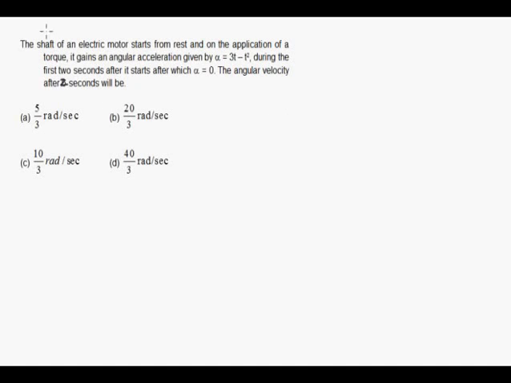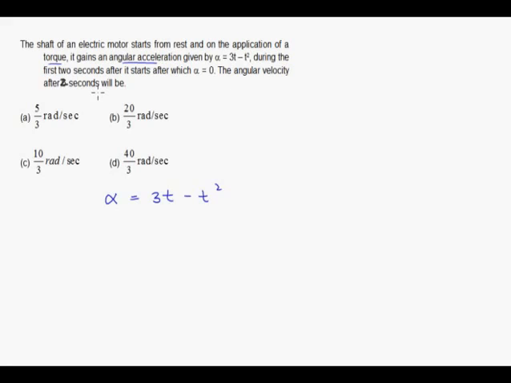The question says that the shaft of an electric motor starts from rest, and on the application of a torque, it gains an angular acceleration given by alpha equal to 3t minus t square. So let's start by writing this down. Alpha is given to be 3t minus t square during the first 2 seconds after it starts, after which alpha becomes equal to 0.